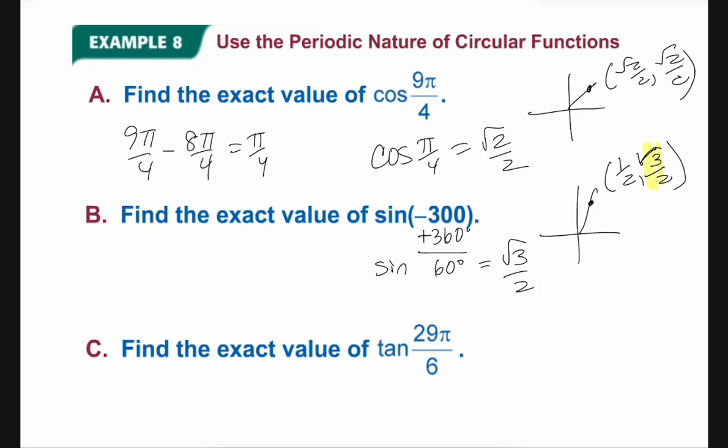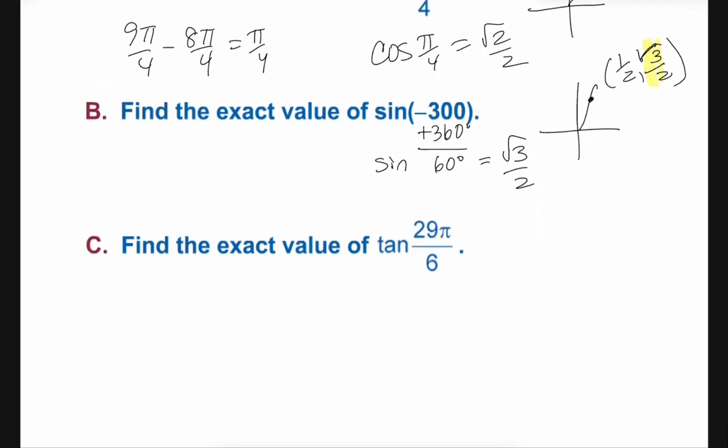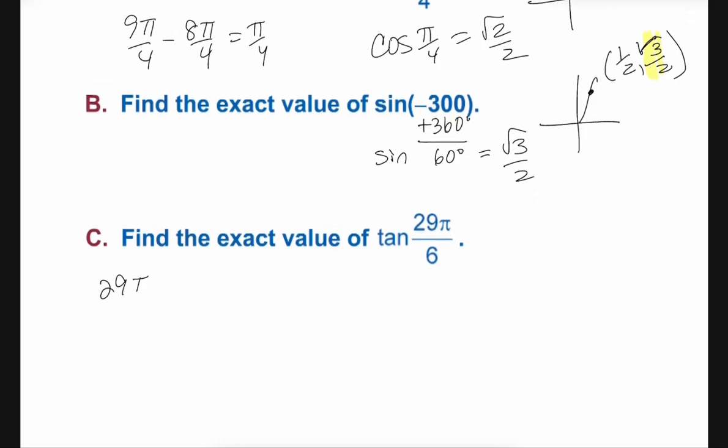Here's another one. 29 pi over 6, double 6, you get 12, right? So take off 12 pi over 6. I get 17 pi over 6. I'm still a loop extra around. Take off another 12.